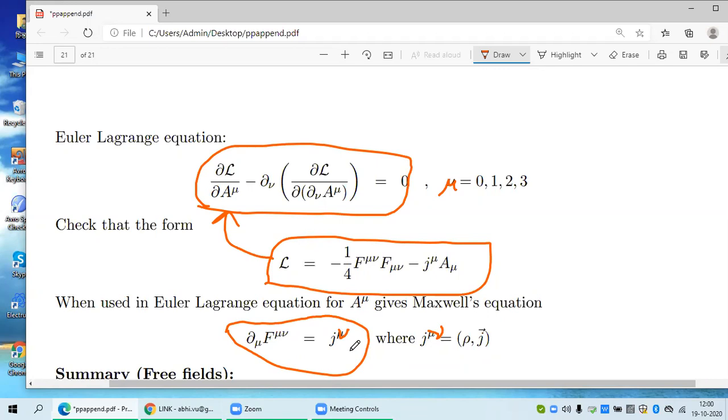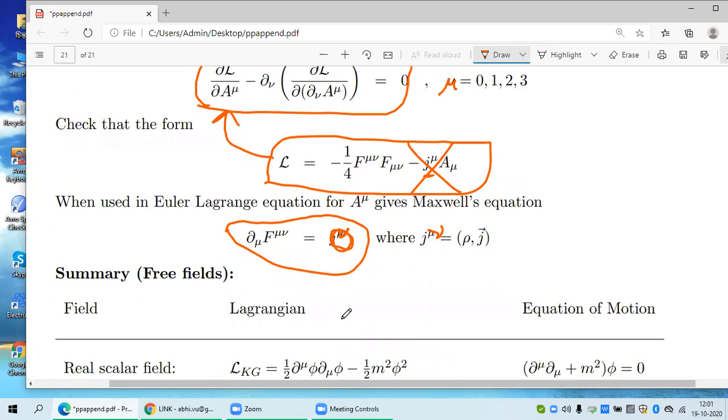Now, remember one thing, J is sitting here. What is J? J is rho and J, charge density and current density. They are external to the field, the electromagnetic field, where there is a charge density and a current density. If there is no charge density and no current density, that means the electromagnetic field is in a vacuum. That is the status of a free field. The field is free. It is not interacting with any object. Then J mu should be 0. Then this term will not be there in the Lagrangian, and this Maxwell's equation will be a homogeneous equation.